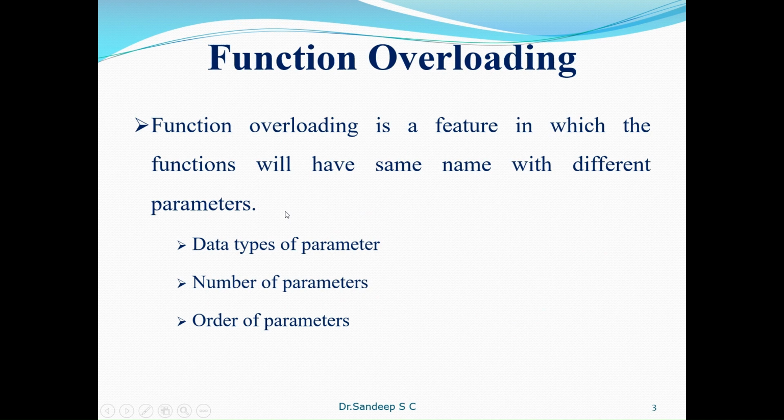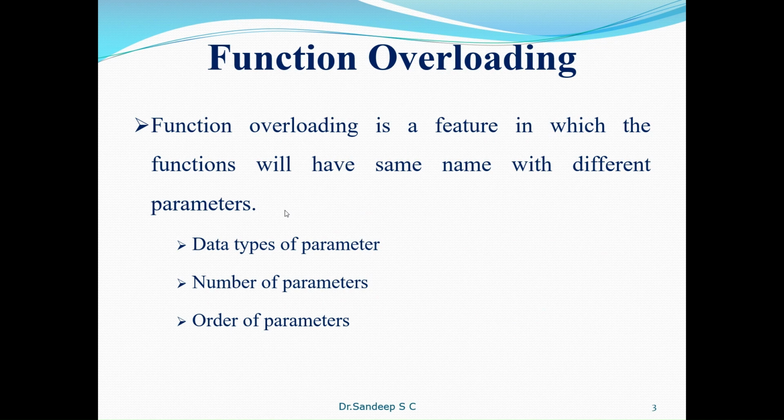So function overloading is a feature in which the functions have the same name with different parameters. Now what does that mean? We can have multiple function definitions having the same name, but the arguments we pass to those functions should be different. Now how can we make that different? There are three ways. First is making the data type of the parameters different. For example, one function takes an integer value and another function having the same name takes a float value. Then those two functions are said to be overloaded.